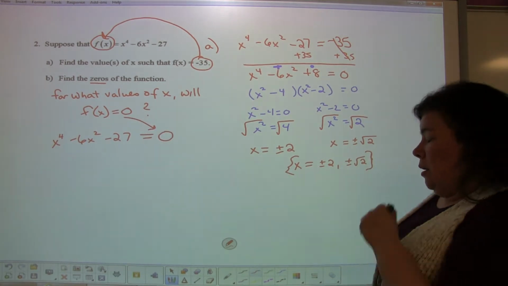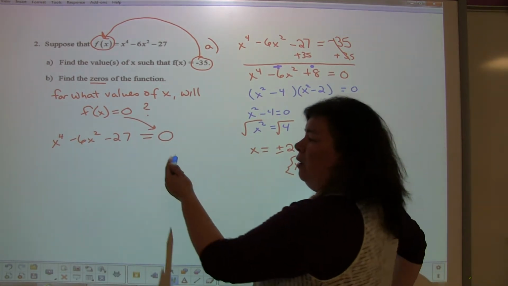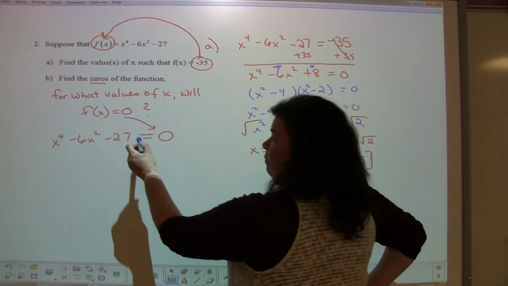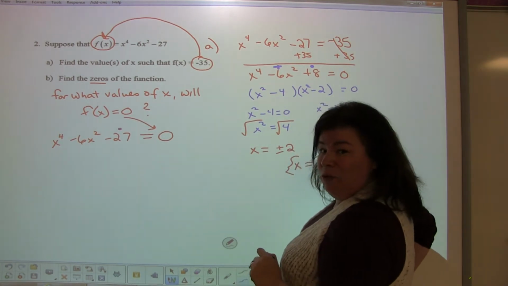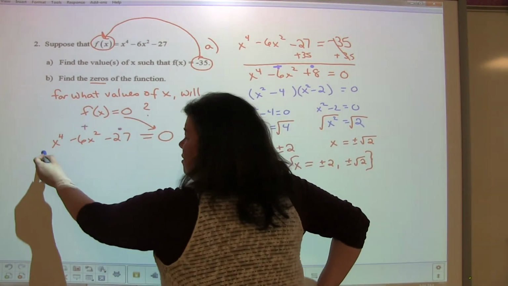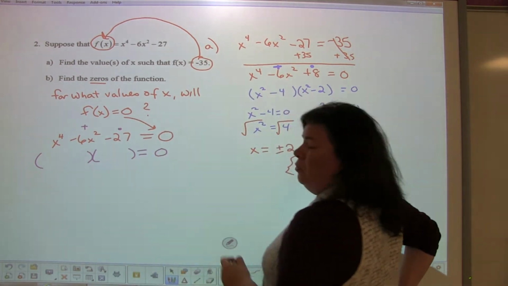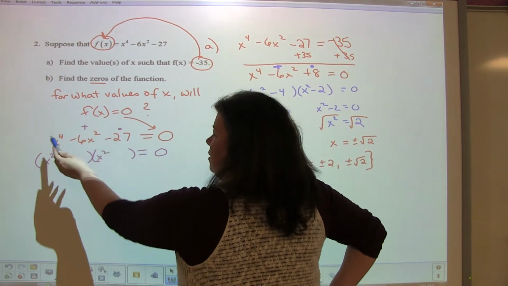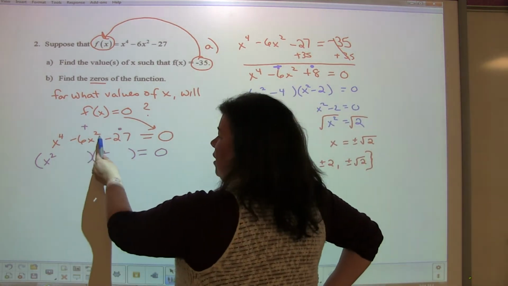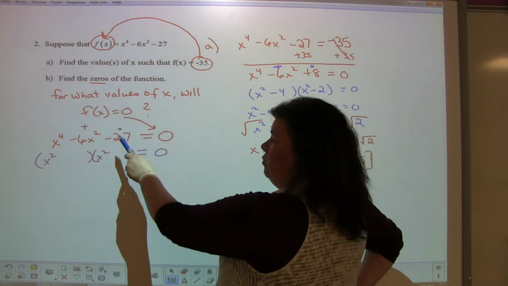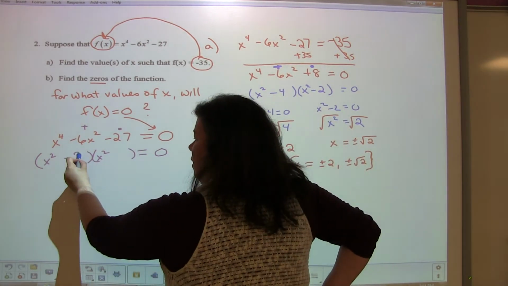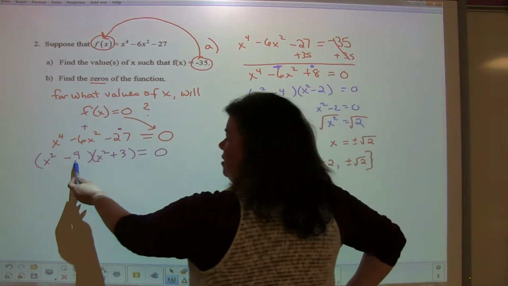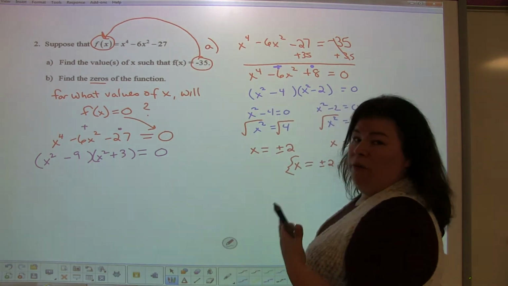Okay? So if we go ahead and see if we can factor that, we do end up getting a type 1 problem. What multiplies to negative 27 but adds to negative 6 and factors nicely into 2 binomial factors? We're going to get x squared times x squared. It meets the pattern of a quadratic form. And we have negative 9 and positive 3, which will multiply to give us negative 27, but add to give us negative 6x squared.